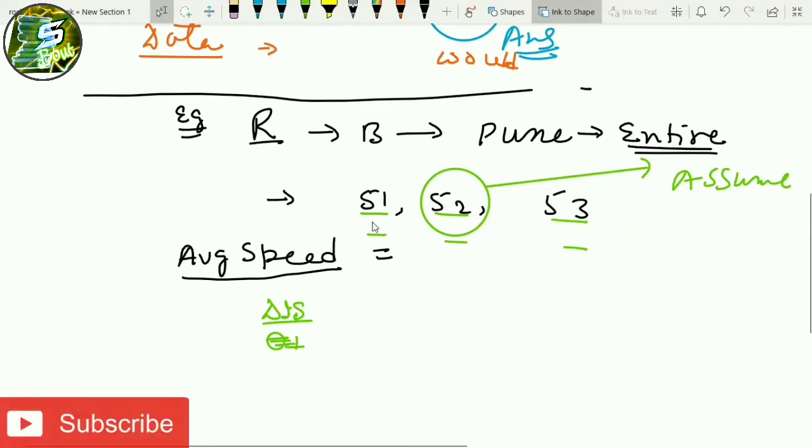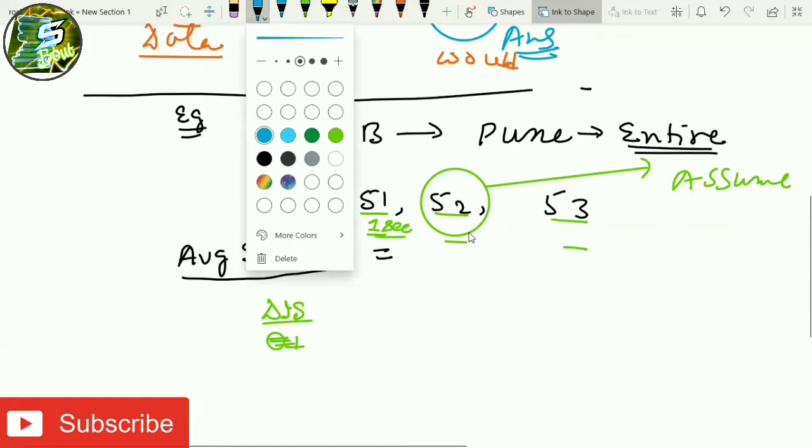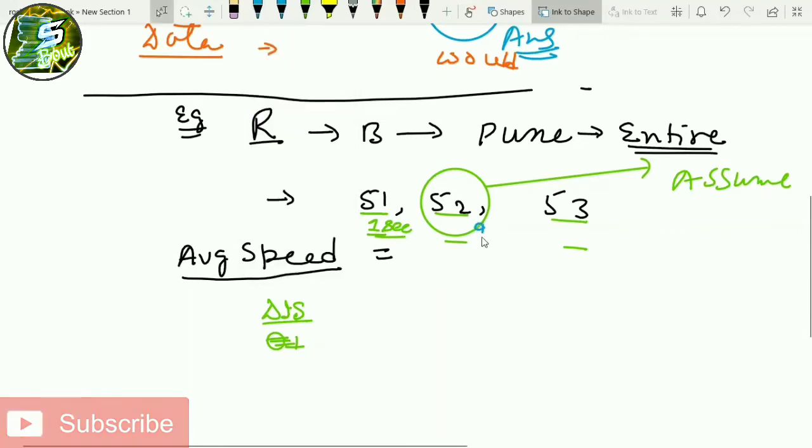Let's say during the entire journey, with this speed I've traveled only for 1 second. With this speed I've traveled only for 1 second. But this speed I have traveled for, let's say, 2 seconds. And with this speed, the final speed, I've traveled for 5 hours. Still your answer is 52? Can you still give your answer as 52 only?